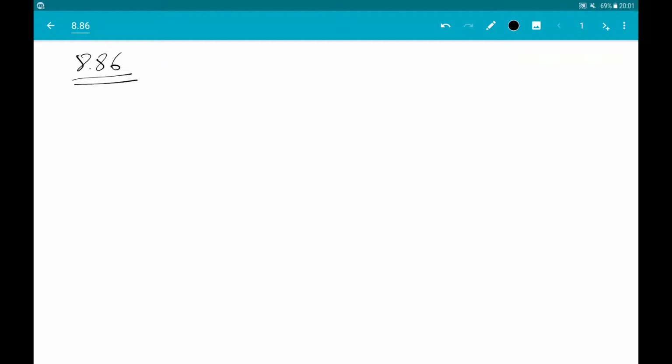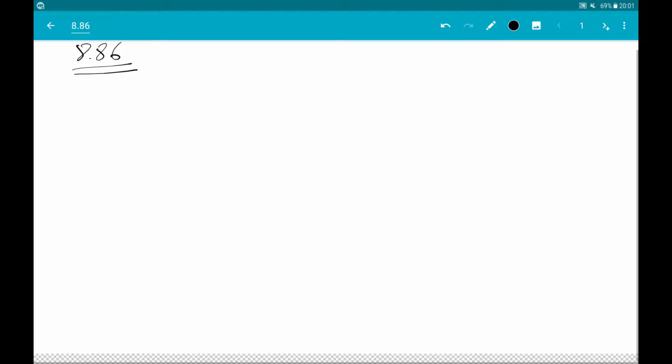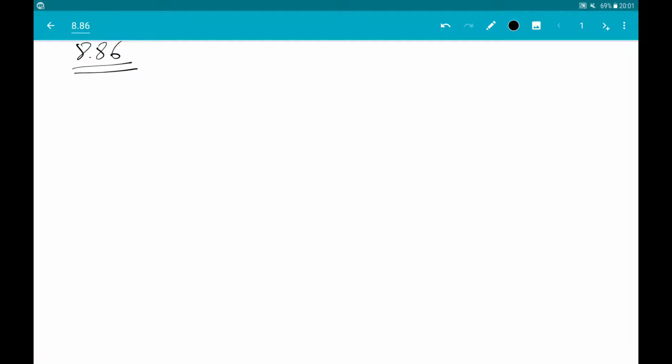With 8.86, I think we kind of assume a few things. So a bullet is shot through a wooden block.